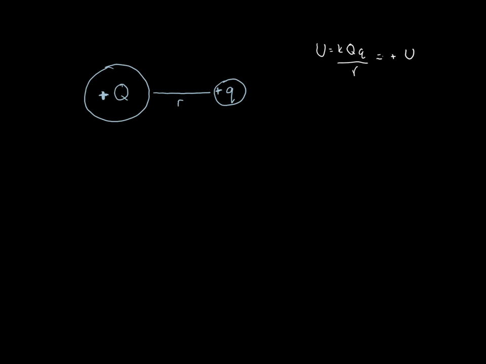So now let's say we want to move this little test charge a certain distance away from the source charge to the right towards point A, which is double the distance of where it was originally. So now we're going to see how this changes the potential energy of the system. How does this change the potential energy of this little charge here?